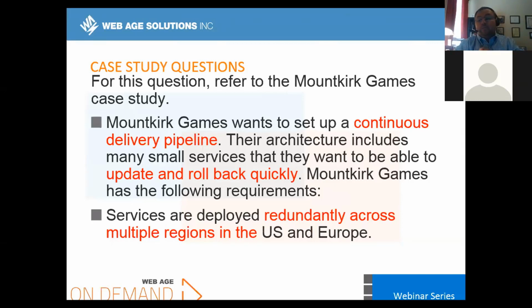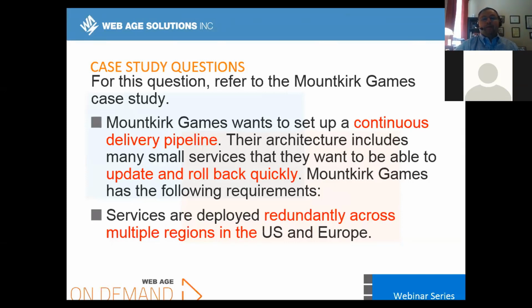And again, they want to use services generally that support that. And you need to know what services in Google have the ability to deploy. For example, we all know what a GitHub is, but you want to know what's a GitHub comparable in Google, right? Now, services that are deployed redundantly across multiple regions in the US and Europe. So they want to deploy services in the US and Europe and want them to be redundant.